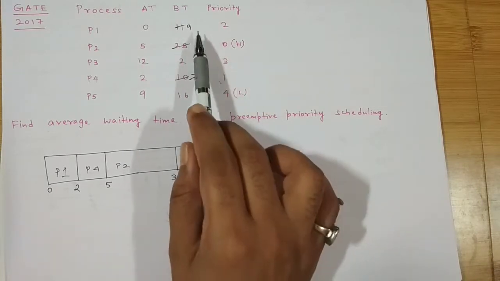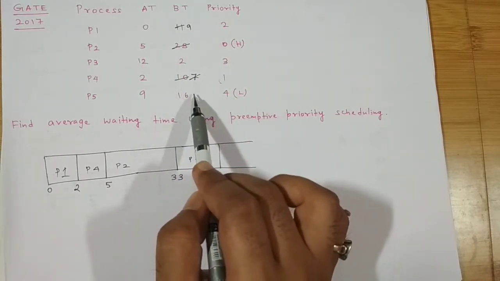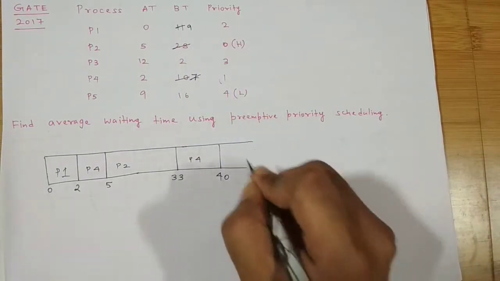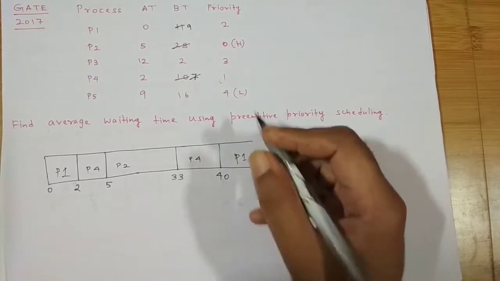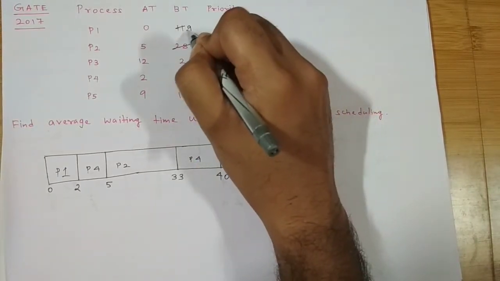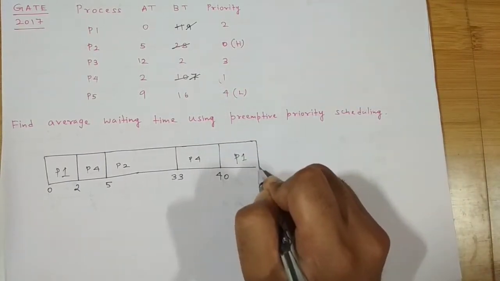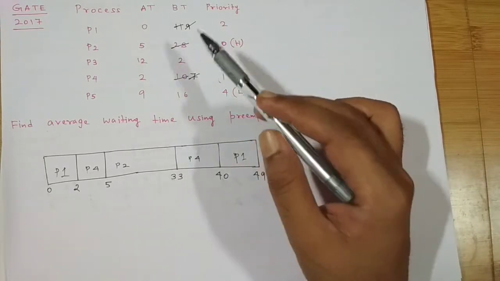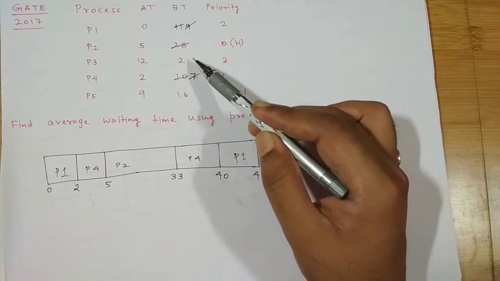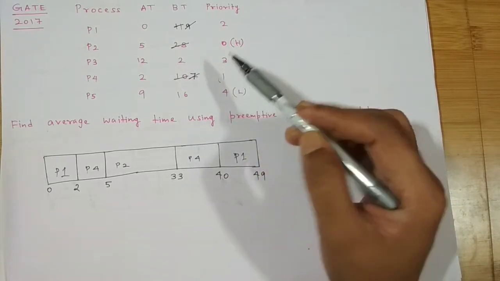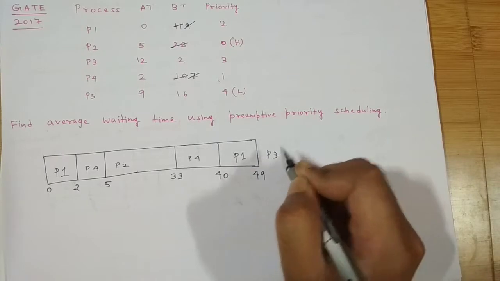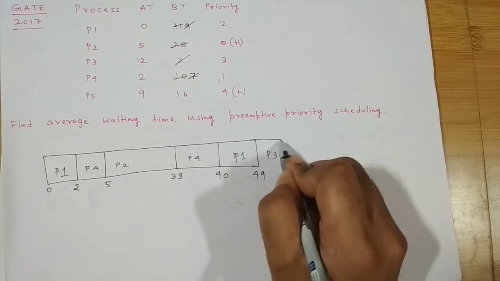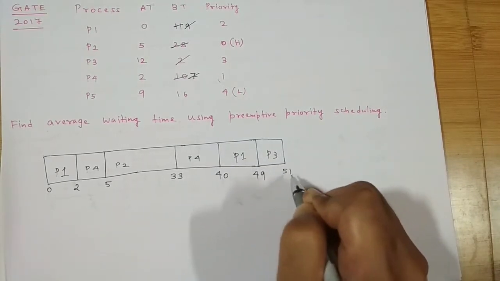Now out of P1, P3 and P5, we find P1 to have the highest priority. So P1 gets scheduled next. And for how many units of time? P1 will get executed for its remaining burst time, that is 9 units. So P1 finishes its execution at the 49th unit of time. Now after P1 executes, we have P3 and P5 available with us, out of which P3 has the higher priority, so it will get scheduled next and will run for its execution time completely.